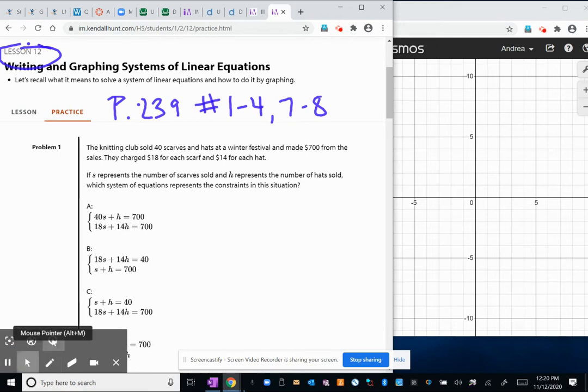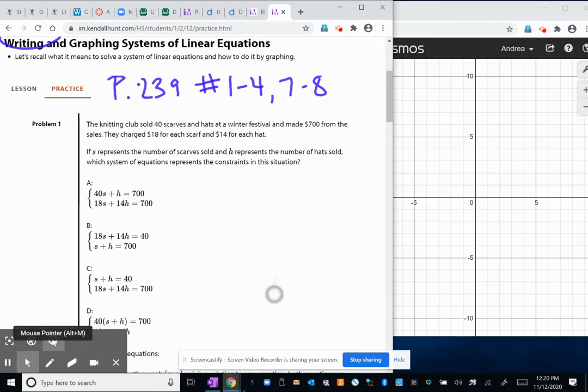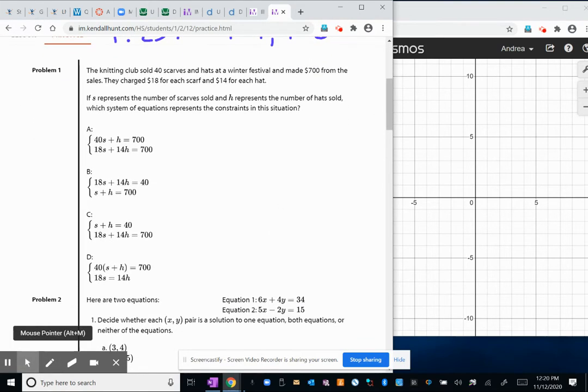So let's get started. Number 1 says the knitting club sold 40 scarves and hats at a winter festival and made $700 from the sales. They charged $18 for each scarf and $14 for each hat. If S represents the number of scarves sold and H represents the number of hats sold, which system of equations represents the constraints in this solution?